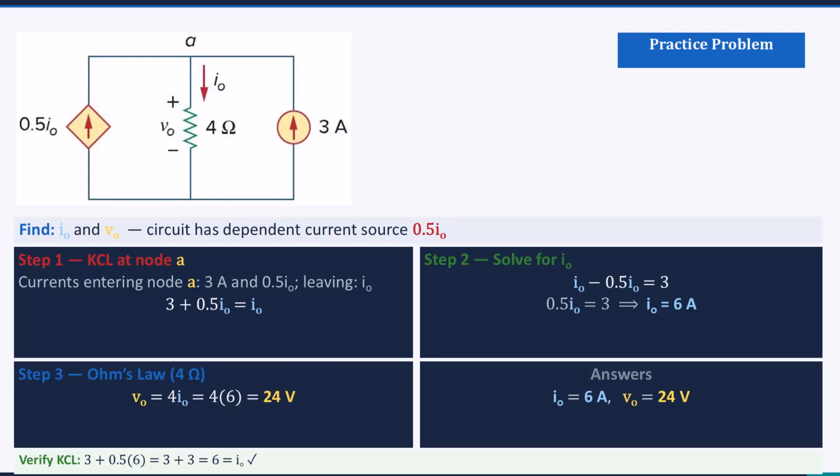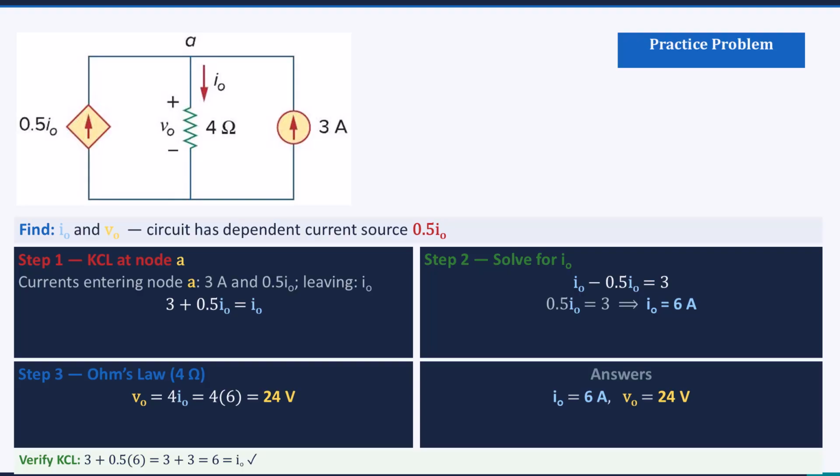Step 1. Apply KCL at node A. Sum of currents entering equals sum of currents leaving. Currents entering, 3 amperes plus 0.5 times I0. Current leaving, I0. So the equation is 3 plus 0.5 I0 equals I0. Step 2. Solve for I0. Rearranging, I0 minus 0.5 I0 equals 3, which gives 0.5 I0 equals 3, so I0 equals 6 amperes.